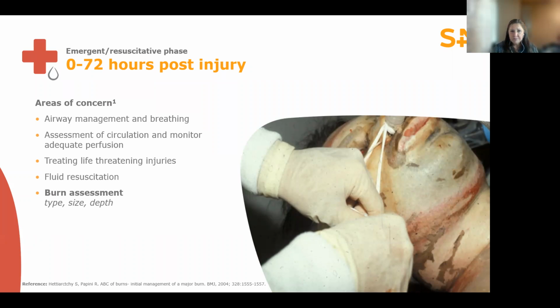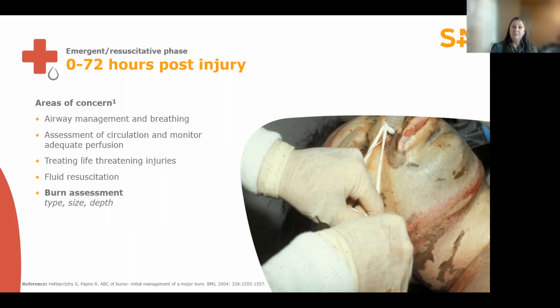We're checking for airway management and breathing. We're assessing circulation, and we're monitoring adequate perfusion. We're making sure we're not dealing with compartment syndrome. We're treating any life-threatening injuries. So if there were any penetrating wounds, maybe they jumped out of a 3rd story of a building and landed wrong, there are other traumas that can be involved with the burn that need to be dealt with and stabilized. Fluid resuscitation is extremely important. Our fluids are shifting quite a bit in burns, especially when we have higher TBSA and deeper depth.